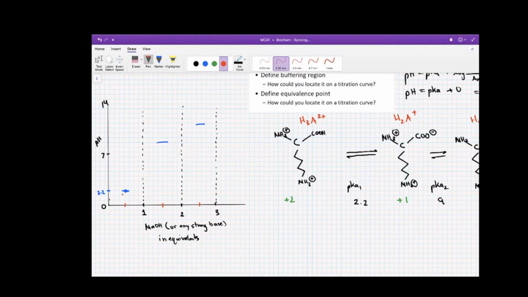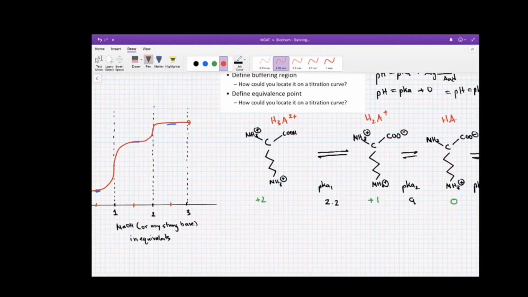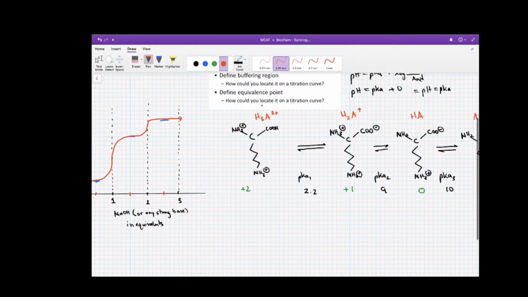And now let's go ahead and just connect these dots. It's going to start off like this. It's going to start off right here. It's going to go up this equivalence point, straight across again, up this equivalence point, and straight across again. Right? Okay, perfect. Now, let's go ahead and see if we can understand the rest of these questions.